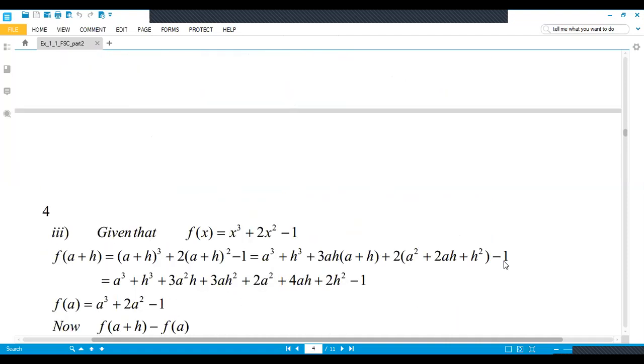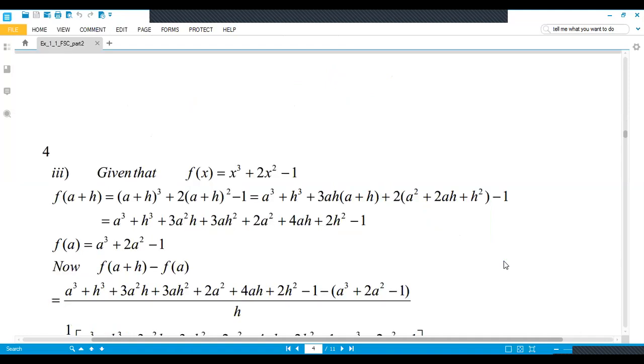So in the same way, the next part is f of x equals x cube plus 2x square minus 1. So this is the question. And what are you going to find? You are going to find f of a plus h minus f of a, divided by h.